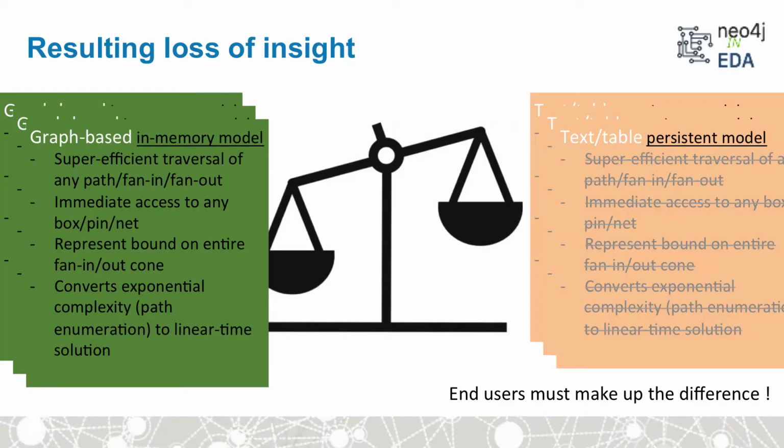So what does that mean? What that means is that our end users, our designers in IBM, have to make up the difference. All of the beautiful properties of graphs, linear time complexity, super fast traversal, are suddenly lost at the key juncture where we actually have to write a result out to disk for the design team to take action on. What does that mean? How do end users make up the difference? Well, they do so with blood, sweat, and Python and Perl scripts that are extremely complicated and painful to maintain. Let's move to the next chart.